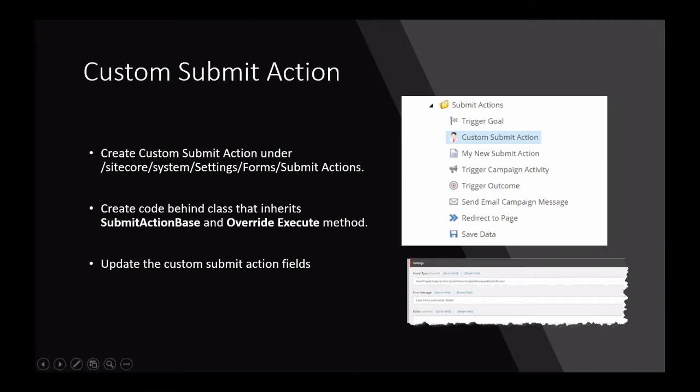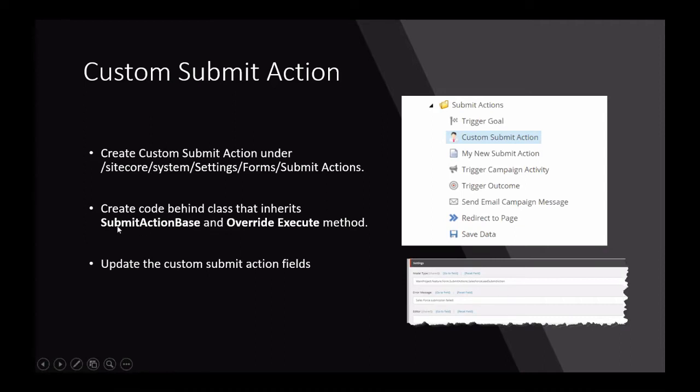One is go under the submit action, create your custom action, create a code behind class, because you need to write some logic to talk to the API, and also you can update the Xconnect contact. You can update.